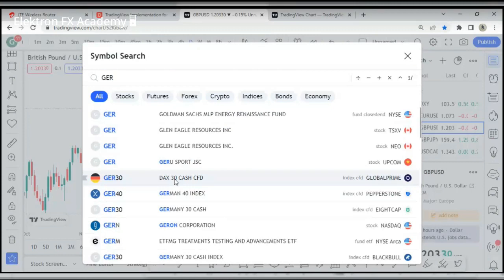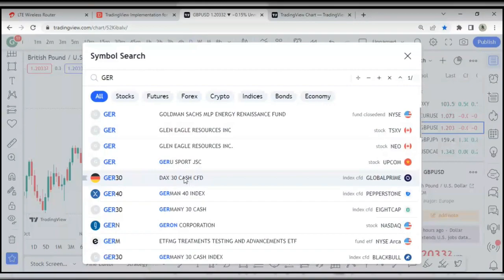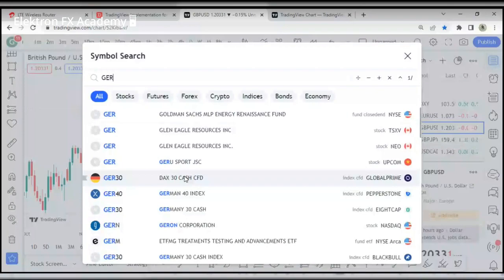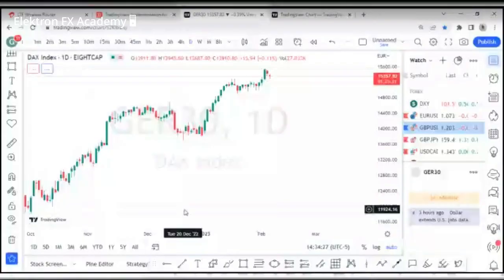Do you know something, DAX 30 and DAX 40, they are still the same thing, right? J30 and J40 are the same. Some brokers prefer calling it German 30, some call it DAX. Alright, let's use the one by 8 cap. So some people call it DAX, some people call it J30, and all of that, right?